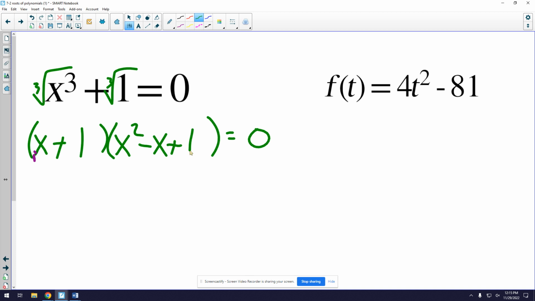If you forget how to get that set of parentheses, that's fine. I need the first parenthesis because that is the only one that gives you a rational root solution. So as long as you know how to get that x plus 1, the other one doesn't matter because it's not a linear binomial. So your only rational root comes from x plus 1 equals 0, which means x equals negative 1.